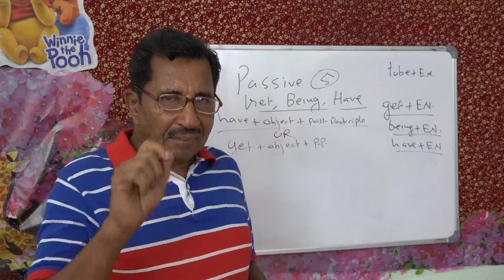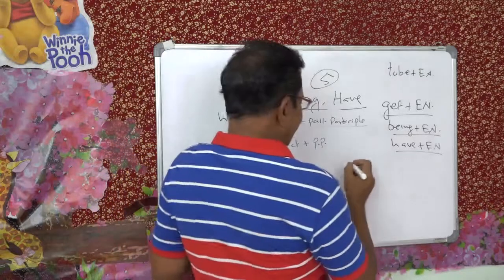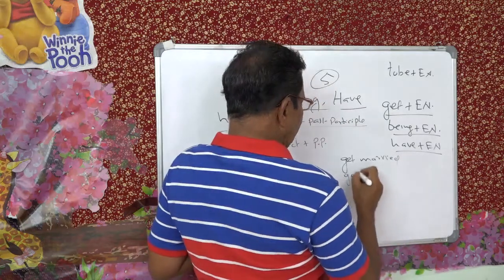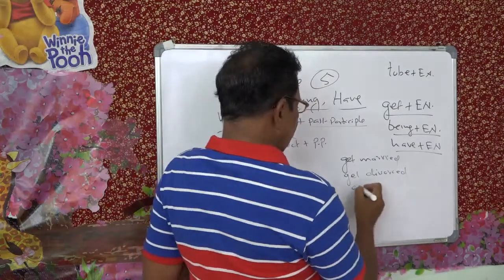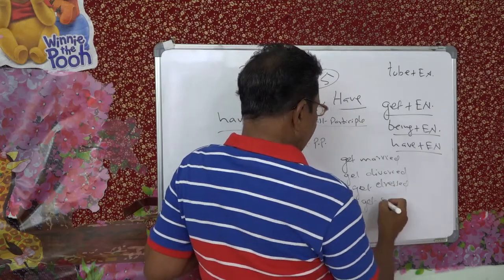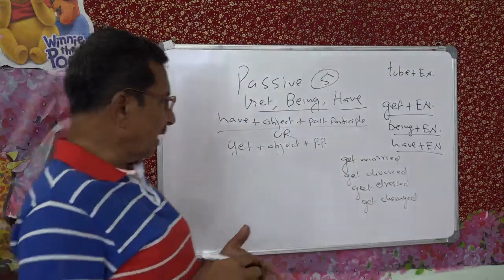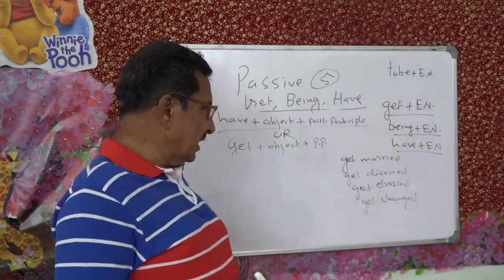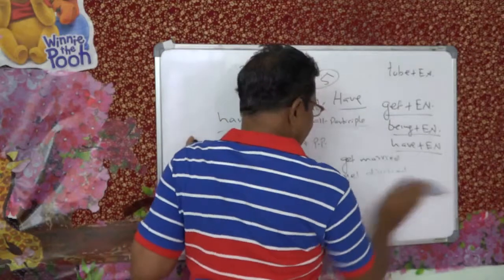And there are some traps that look like passive, for example, get married. Let's get married. It's not passive. Get married, get divorced, get dressed, get changed. These are not passives. They look like passive, but they are not. Get married by whom? Get married to. Get divorced, get dressed, get confused. So these are actually idioms with get.